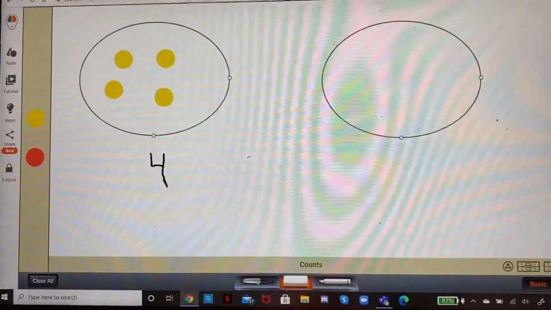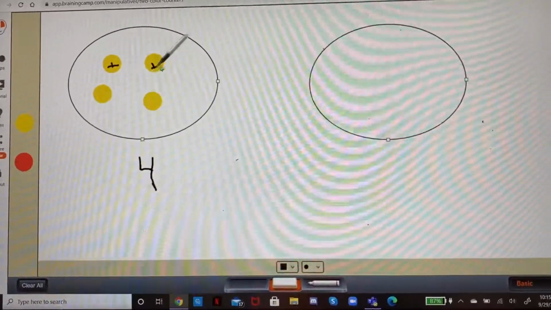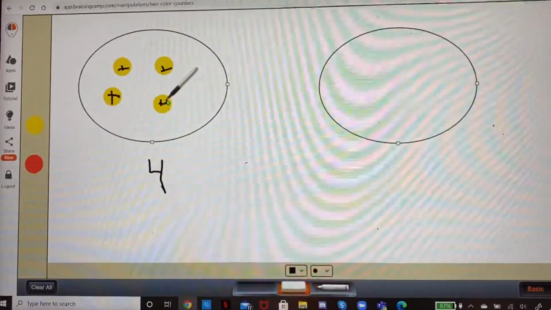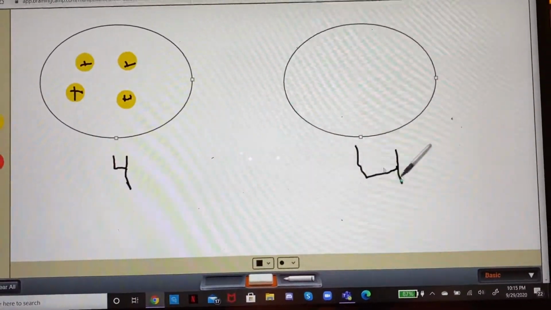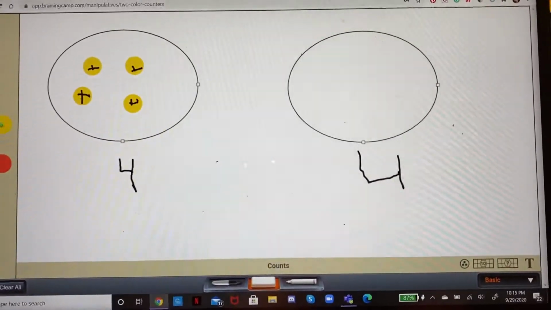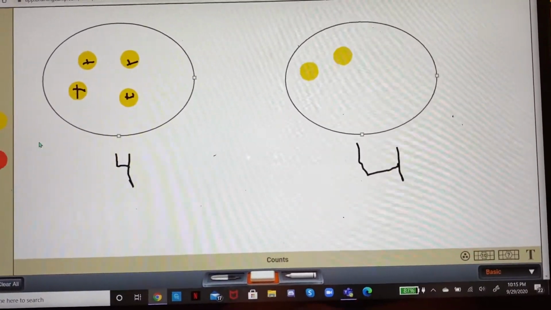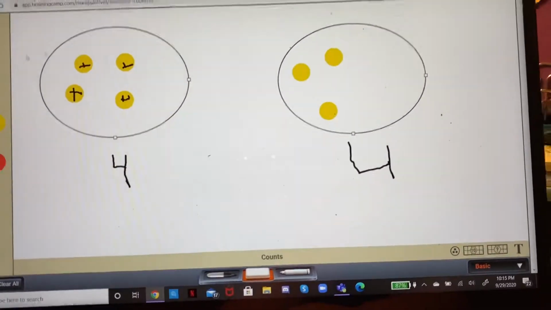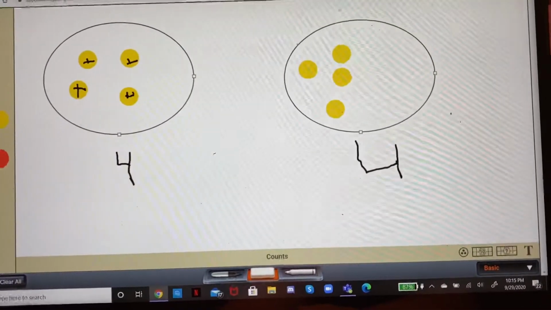There are 4 positives. Positive, positive, positive, and a positive. And to write 4 a different way could be 4 positives, just like we have in that bubble. So 4 positive chips, which are yellow.